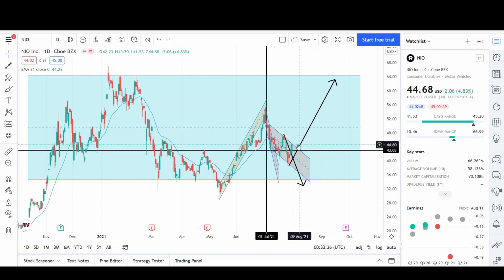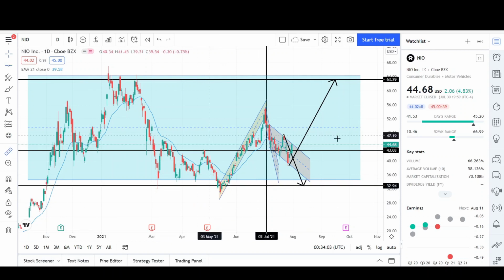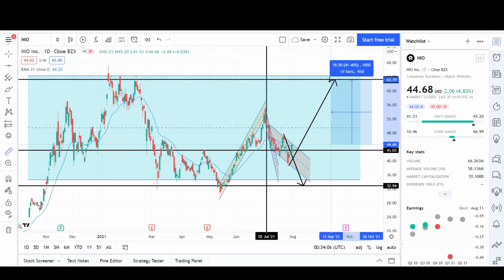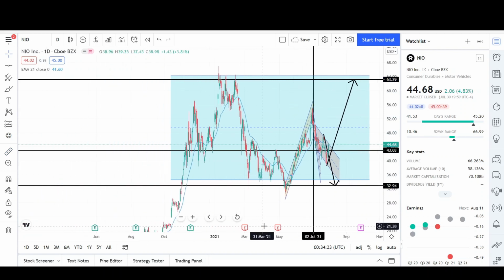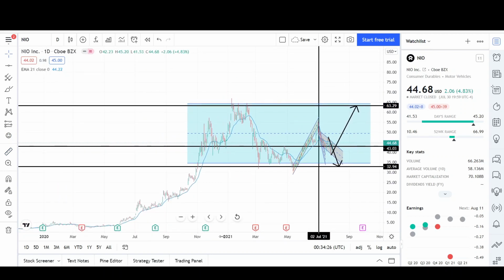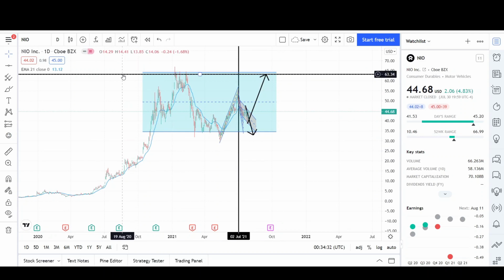This $33 level, if you find support and buyers step in and price continues to trend higher, then this would be the target. I'm going to go ahead and put a horizontal line at those target levels. So this was the first one, and this potentially could be the other one. And I'm going to do the percentage gain or drop, 41% rise, and then a 26% drop. It's more likely we're going to trend higher from now on than lower because of the previous bias, which was up. I'm going to clean up some of the chart.